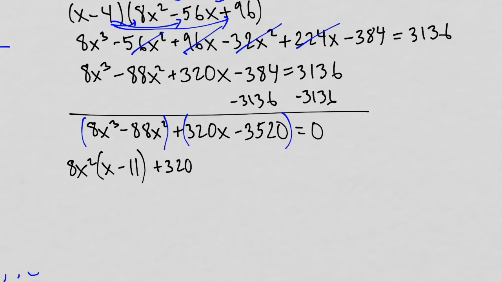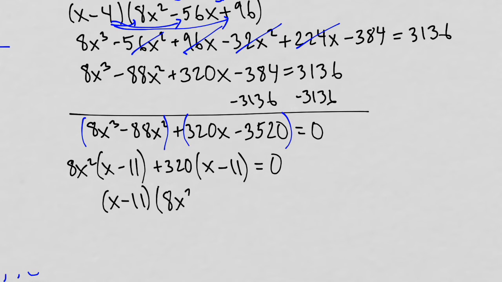Alright, we got this. Factor out the 320 and you're going to get x minus 11 also. There it is, we found it. Alright. So since it's x minus 11 on both of them, that means that one of the factors is x minus 11, the other one is 8x squared plus 320. Equals 0. This one's going to give me x equals 11.